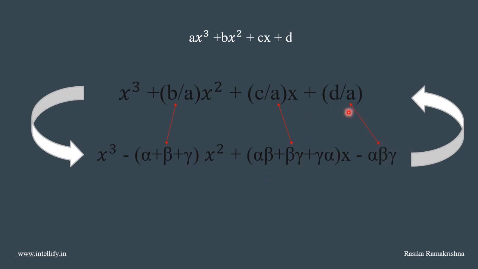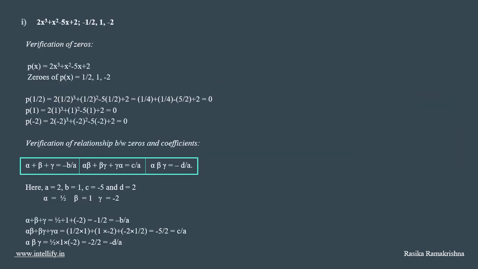And you compare the constant terms to say that alpha beta gamma is equal to minus d by a. So now that we have explicit formulae for everything, we can go ahead and look at our question. So subdivision 1 has 2x cubed plus x squared minus 5x plus 2 and the roots minus 1 by 2, 1 and minus 2. So you just have to substitute each of these and see if p of minus 1 by 2, p of 1 and p of minus 2 are 0.